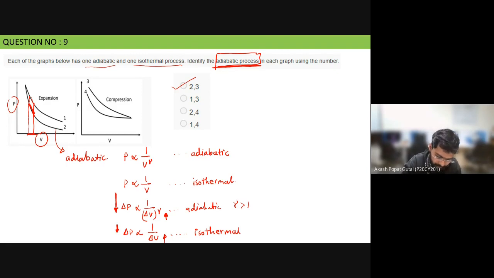Fine. Reverse, we can also say the same thing. So the answer should be 2 and 3. The same thing you can draw here. So this will be the less large change, but the less. So this will be 3. Here the pressure will change less.